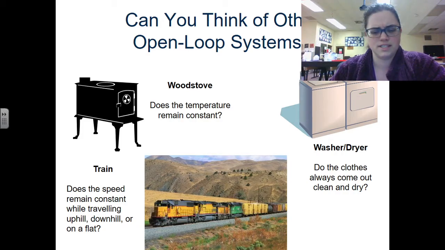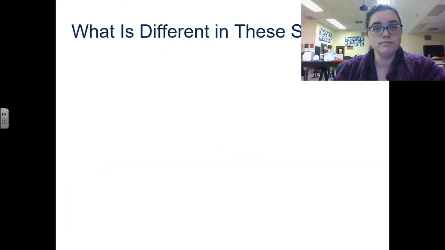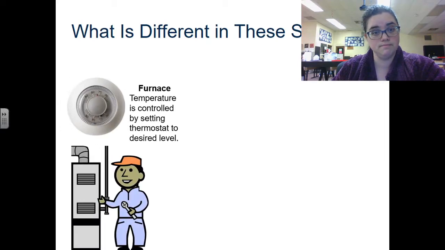It's an open loop system. Unless there's someone controlling it, it's open loop. There's no feedback. There's probably not even speedometers on some trains. They just go. So you might ask, what's different about these systems?